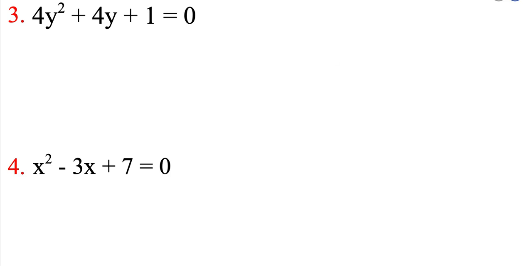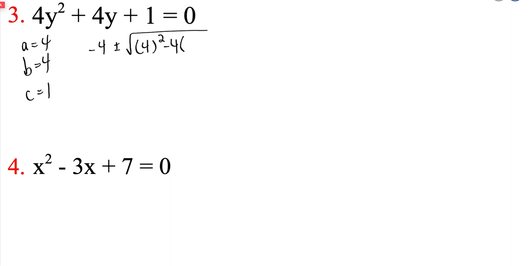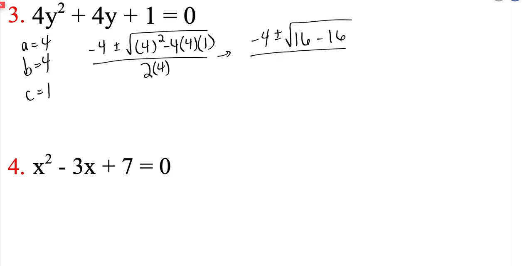Let's try number 3. So A equals 4, B equals 4, C equals 1. Let's throw it all in our formula. -B plus or minus square root B squared minus 4AC all over 2A. All right, so simplify some things down. We got -4 plus or minus square root 16, and this will be a negative here because it's only one negative over here. So -16 over 8. And then keep going. So -4 plus or minus square root 0 over 8.